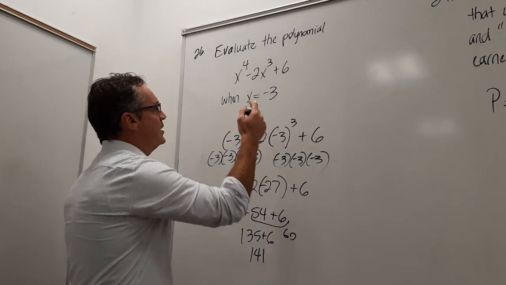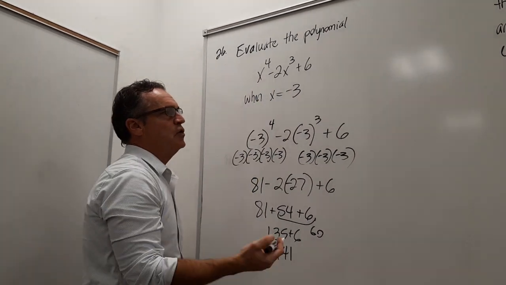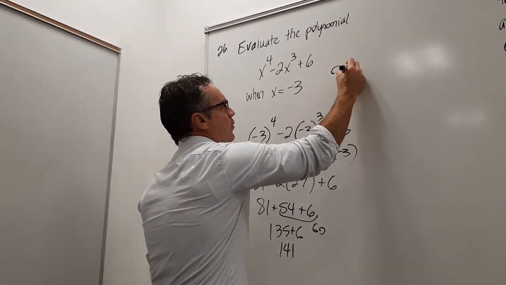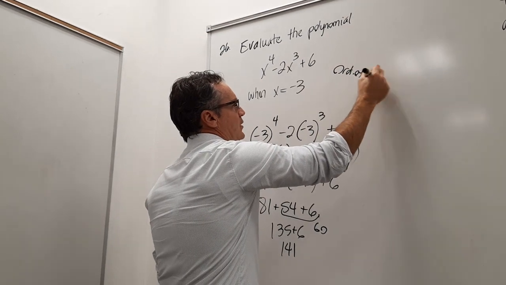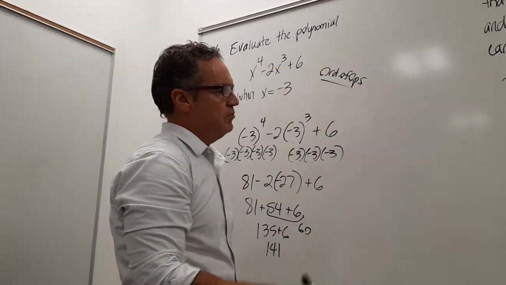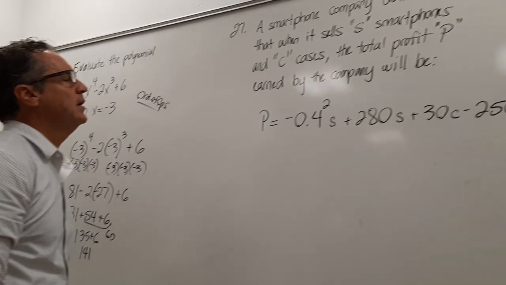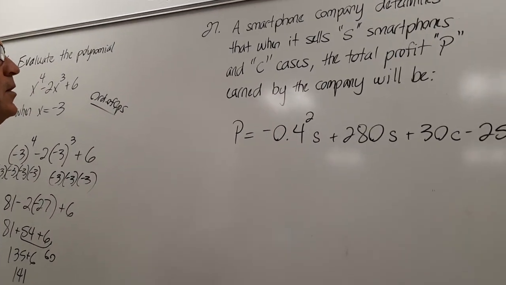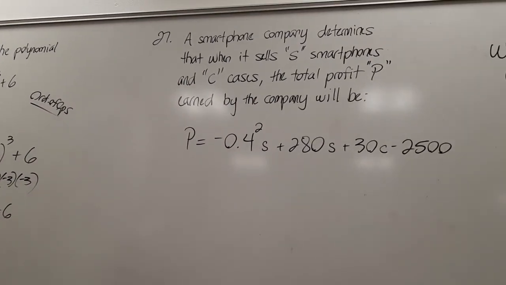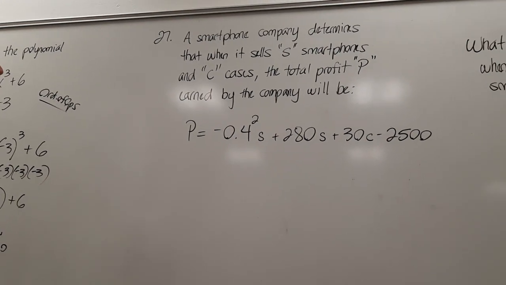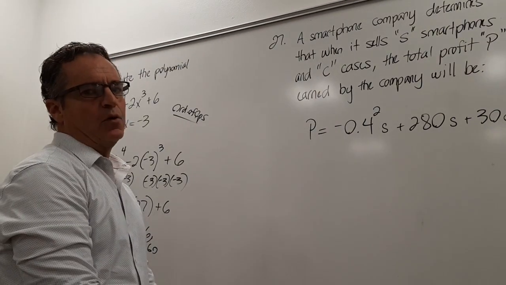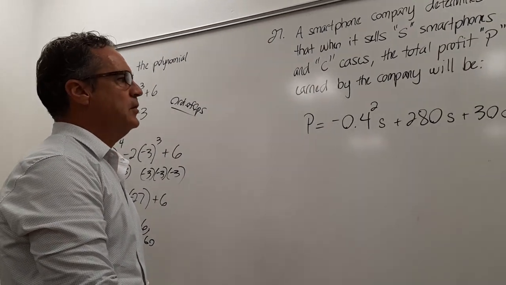Simple substitution: take the value, plug it in, use the order of operations. The order of ops is the tool. That's a Karate Kid tool we learned in the R chapter. This is a big, wordy problem. It is simple substitution. It is evaluating a polynomial when given values.